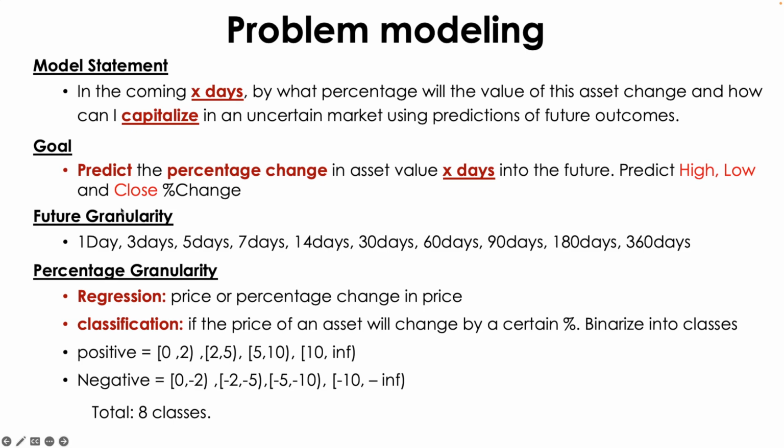When we are predicting the price of an asset into the future, you can predict for a day, for 3 days, for 5 days, for 7 days. But from the experiments that I have already done, predicting for a day is really hard. The model doesn't perform very well. But for 3 days, 5 days, and 7 days, the model does a pretty good job. It's easier to predict 3 or 5 days into the future than one day.